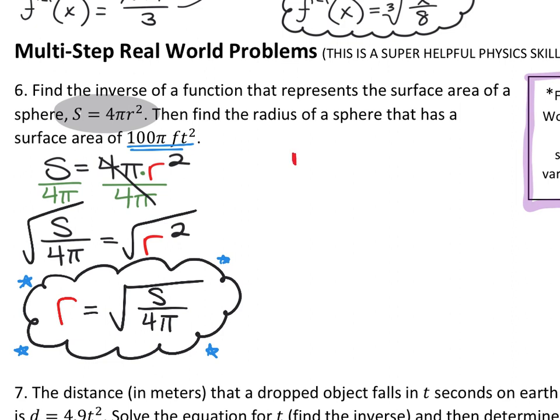So the radius for this question would be the square root of a surface area number, which is that 100 pi, divided by 4 pi. Now, obviously, we could do some of this in our head, but I know that mental math is not our strong suit, and I want to make sure you remember how to use pi in the calculator. So we are going to just do this in the calculator.